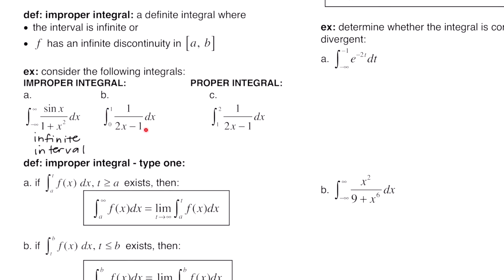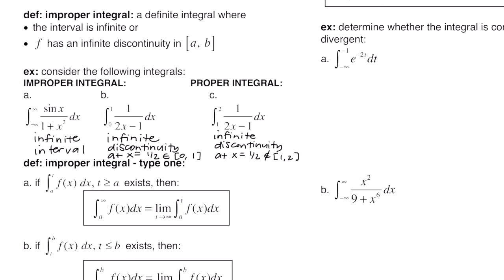This one's an improper integral because you have the integral from 0 to 1, and then you have this rational function where we have an infinite discontinuity at x equals 1/2. And 1/2 is in the closed interval from 0 to 1. So again, the key is that the infinite discontinuity occurs at 1/2, and 1/2 is in the closed interval from 0 to 1. This integral is considered a proper integral. It also has an infinite discontinuity at 1/2, but 1/2 is not in this closed interval, so it's considered a proper integral. So again, the discontinuity occurs at 1/2, but 1/2 is not in the closed interval from 1 to 2, so therefore it's a proper integral.